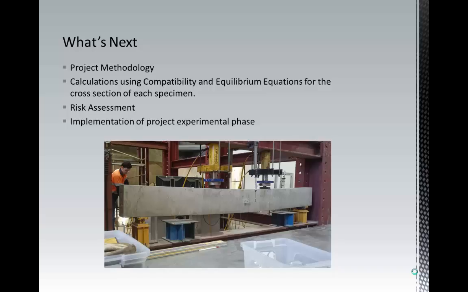Now that I have established the aim, scope, and deliverables for my thesis project, I now have to develop my proposed project methodology, complete the theoretical calculations using the compatibility and equilibrium equations for the cross-sections, complete risk assessment, and then practical implementation of the experimental phase.